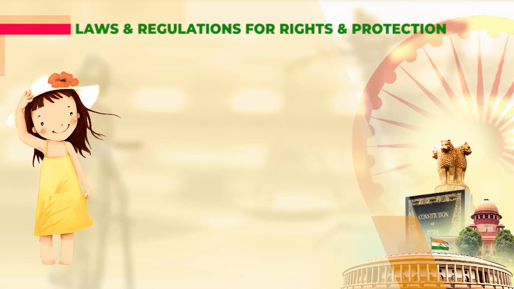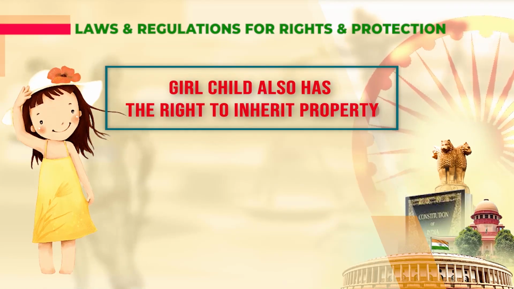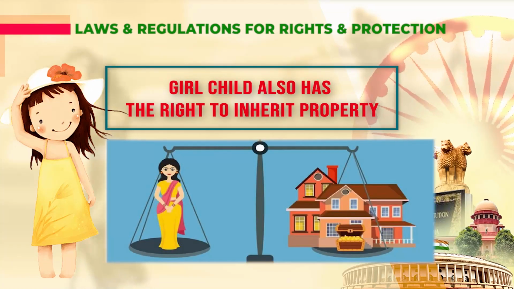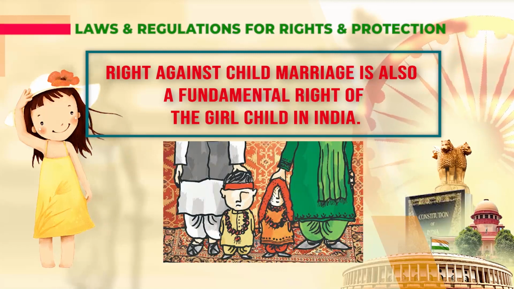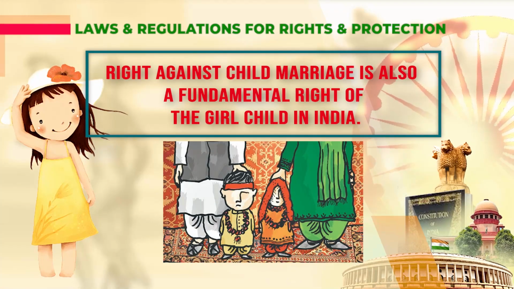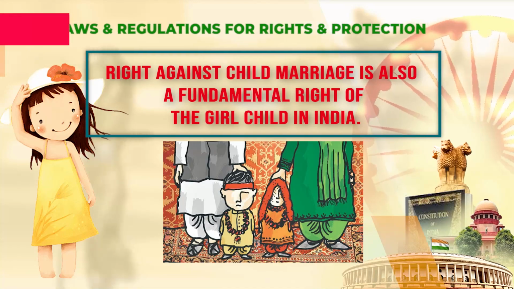We find in the medieval times as well as in the pre-modern, early modern times, there have been cultures which have denied women the right to inherit property. However, in India, in the modern times, the girl child also has the right to inherit property. Women also have the right to inherit property. Right against child marriage is also a fundamental right of the girl child in India. Because child marriage is still practiced in certain parts, and because child marriage leads to a hindrance in the development of the girl child, therefore, there has developed a legal system which prevents child marriage in India.